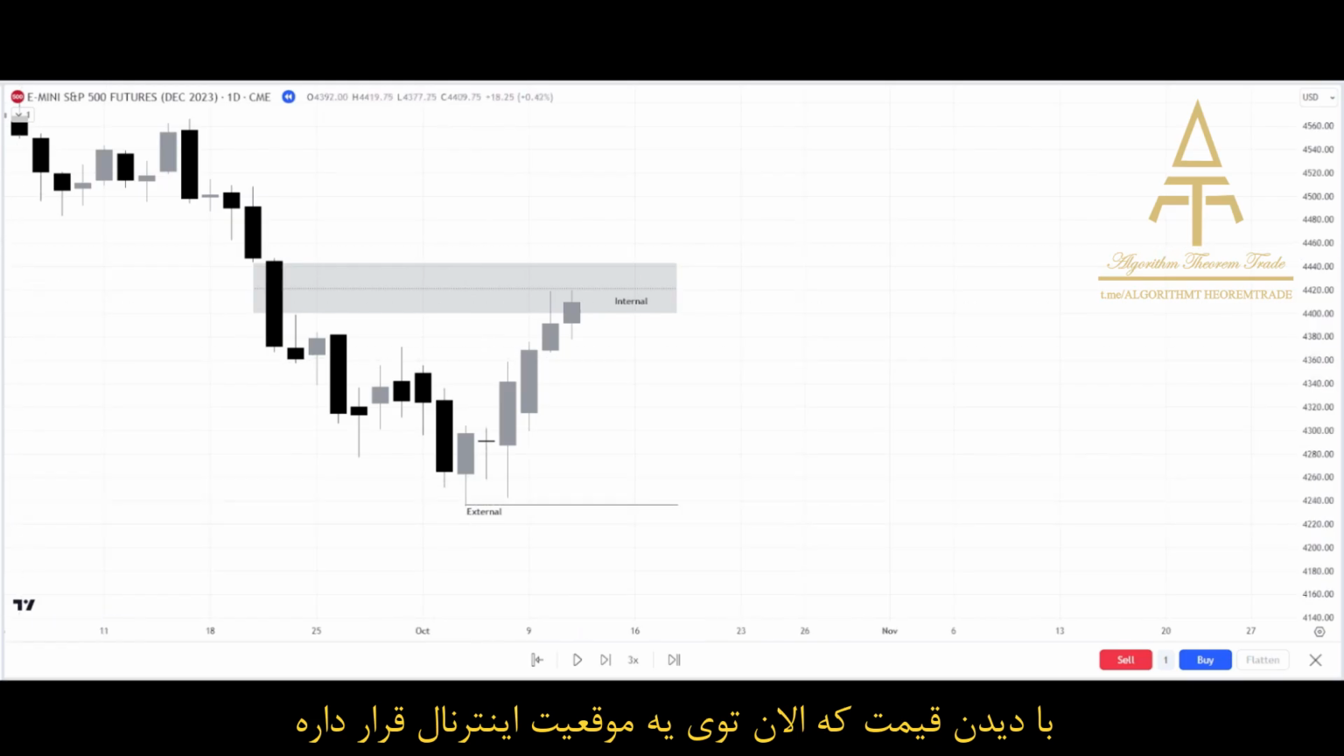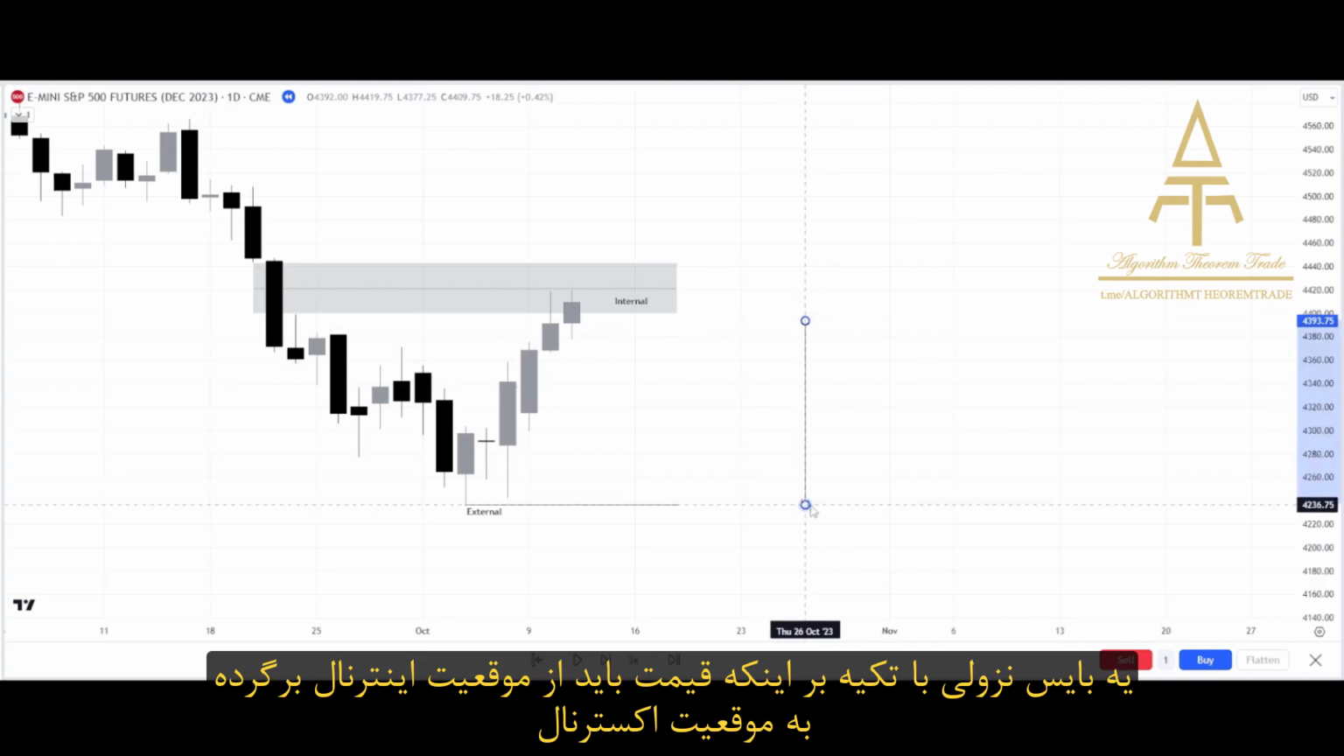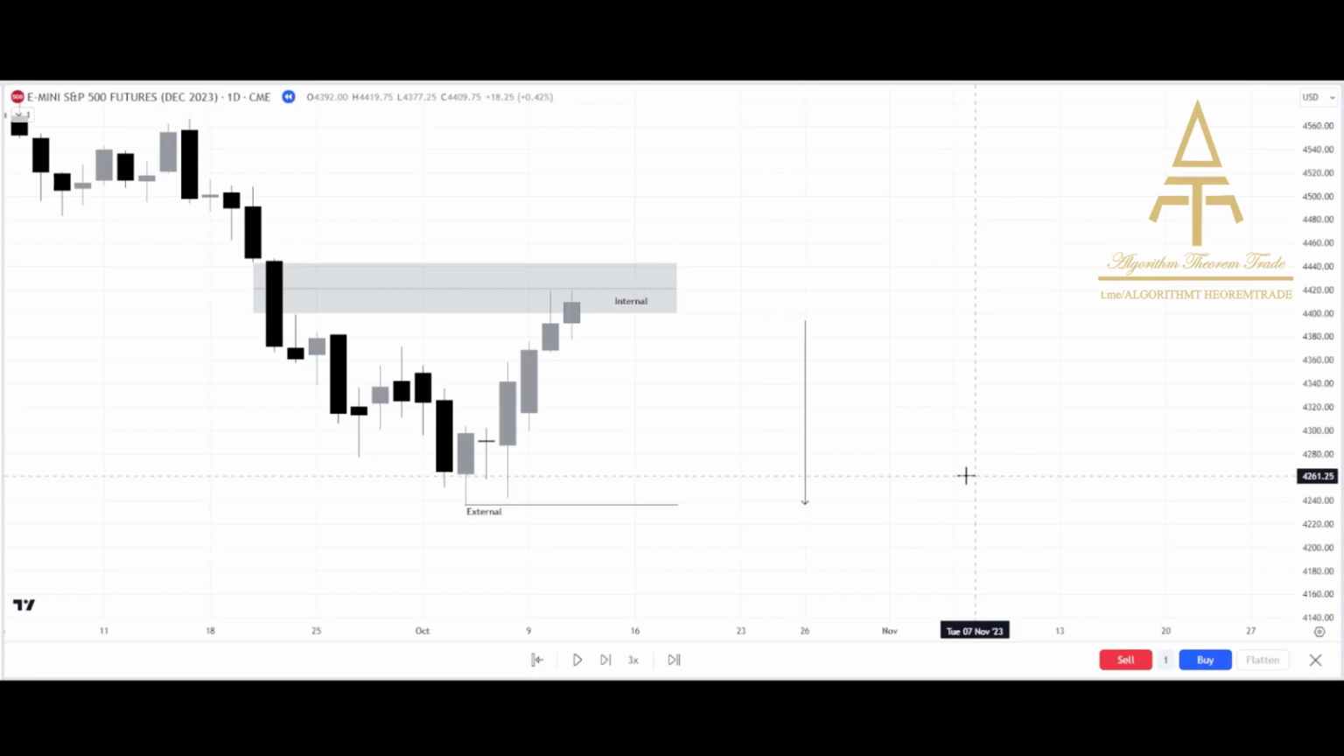Seeing that price is currently located at an internal location, understanding the relationship between internal and external, my next bias would be a bearish bias, thinking that price needs to move internal back to external. Let's see what happens.